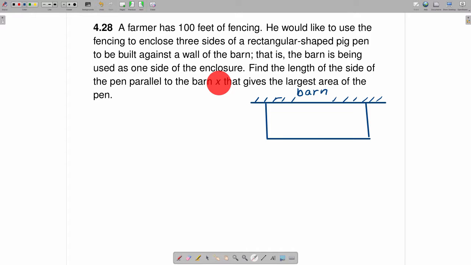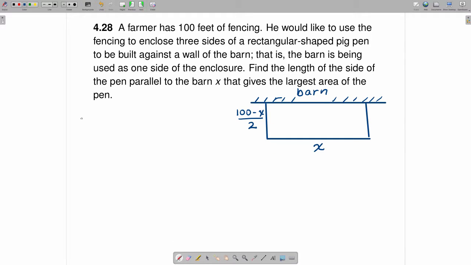And we know that the amount of fence associated with the side parallel to the barn is X. So let's label that this way. If we devote X to this side, then if we have a total of 100 feet, we must have 100 minus X feet left to devote to these two sides. And you devote the same amount to each side, so you take 100 minus X and divide by 2, and that will be this length right here, as well as this length right there.